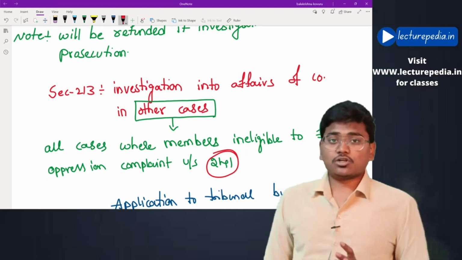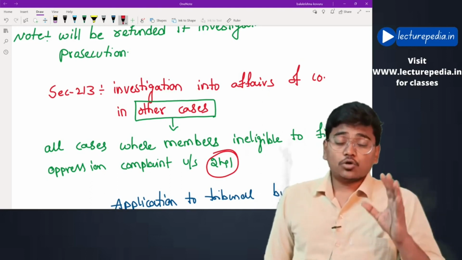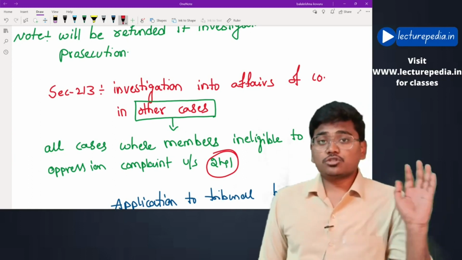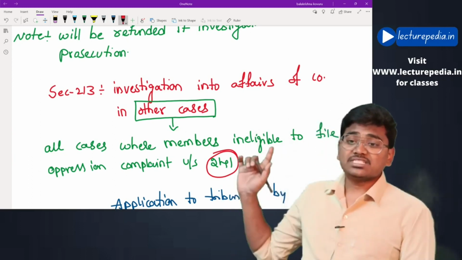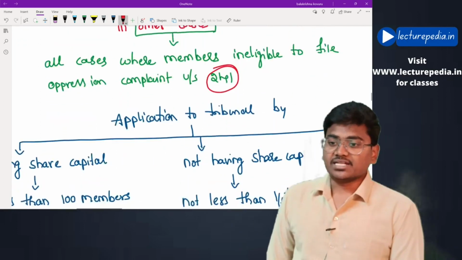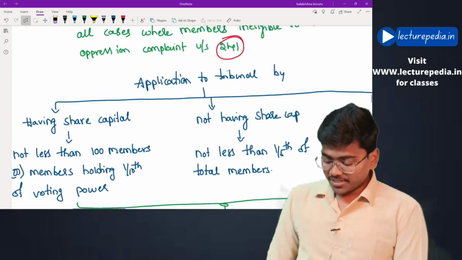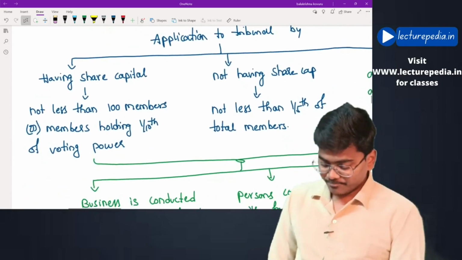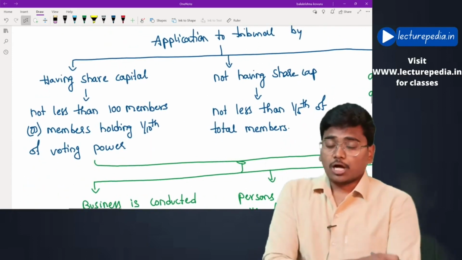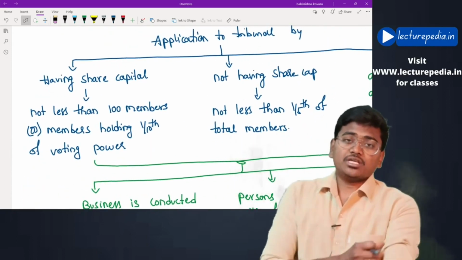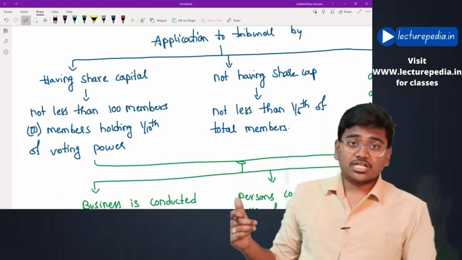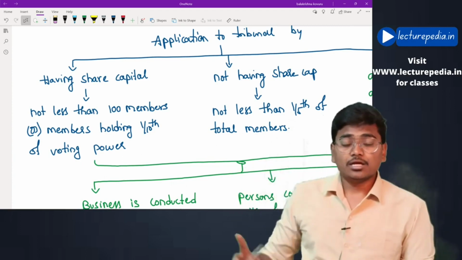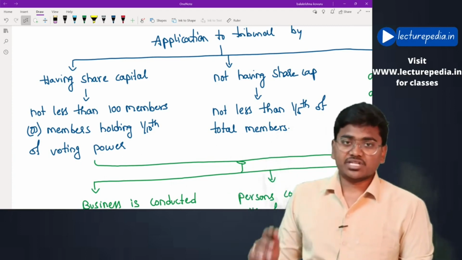If those conditions are not satisfied, then the shareholders or any other person who wants to file an application against the company can use this section number 213. Let us see. The application for oppression can be made only by the members, but here the application to the tribunal against the company can be made by anybody. Okay, any person can file. Let us see.